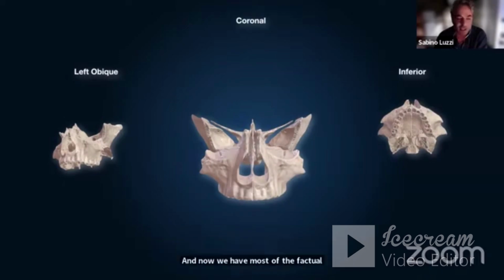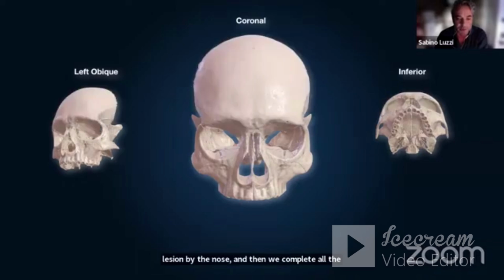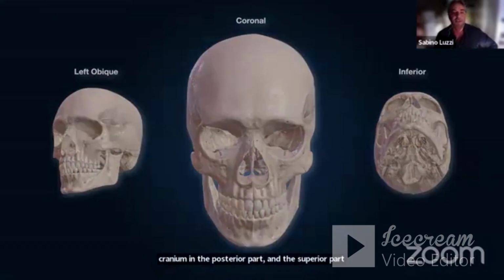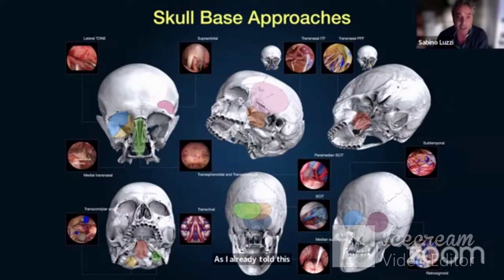This is the facial skeleton that we deal with in the endoscopic approaches in most cases. And this is the part of the skeleton with which we have to have more confidence when we want to approach this kind of lesion by the nose. And then we complete all the cranium in the posterior and superior part with the frontal bone and the rest of the cranium, especially the neurocranium. As I already told, this beautiful anatomy is critical to perform all kinds of skull-base approaches.